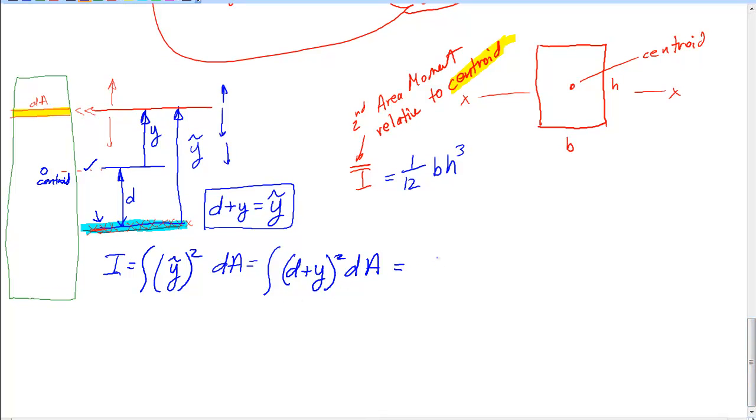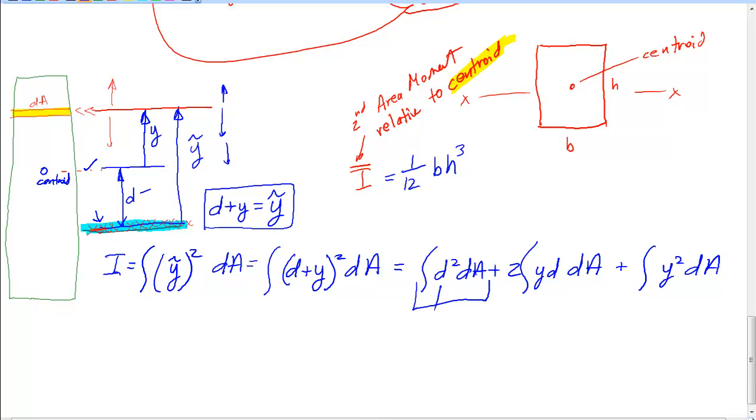Now, if you look at this again, you get the integration of d squared dA, plus 2 times the integration of d times y dA. Maybe it'd be better to write it as y times d, because that d is just this distance here. And then plus the integration of y squared dA. Now, take a look at this. d doesn't change with area. It's a fixed distance. This distance right here is fixed. Nothing more than d squared times area.